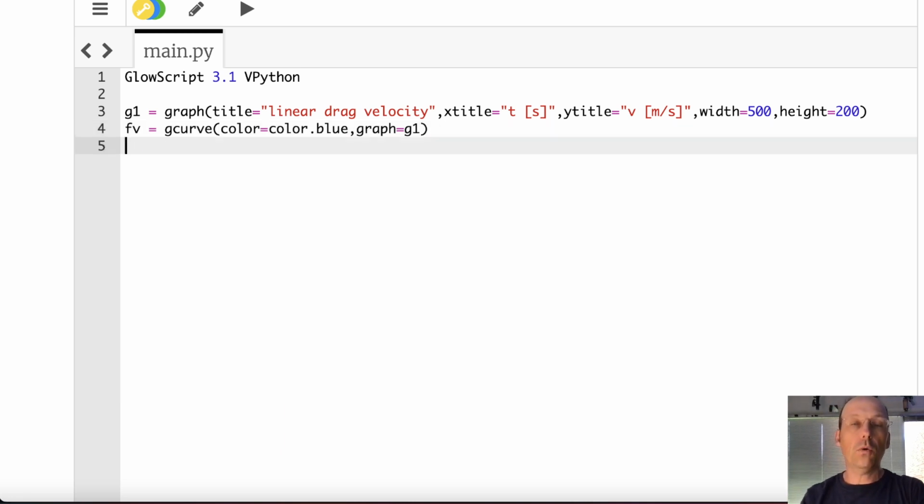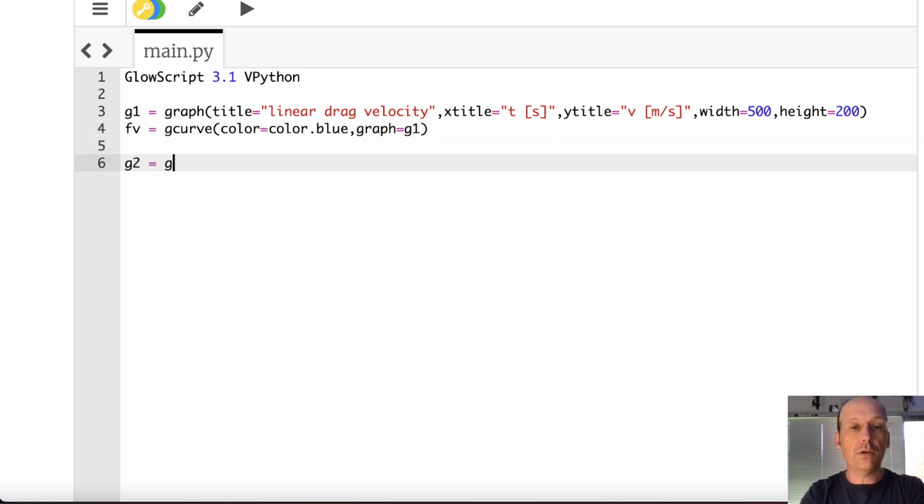Okay. So should I just make the velocity? No, let's just make both of them. Now let's make the other graph. G2 equals G graph. Graph is a built-in function in GlowScript vPython. Okay, so it's already there.